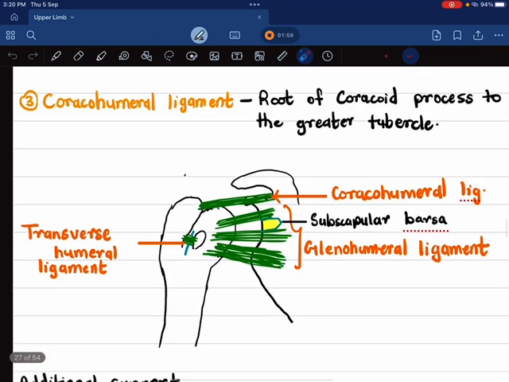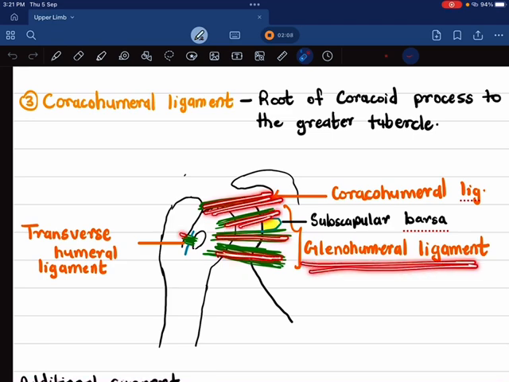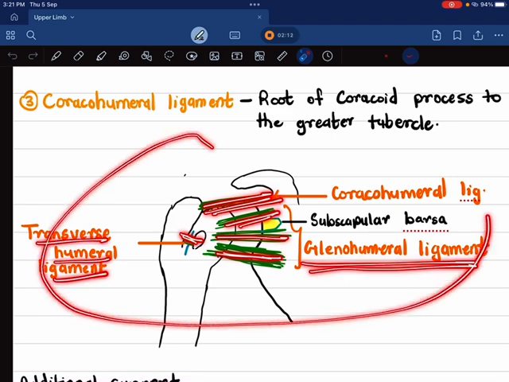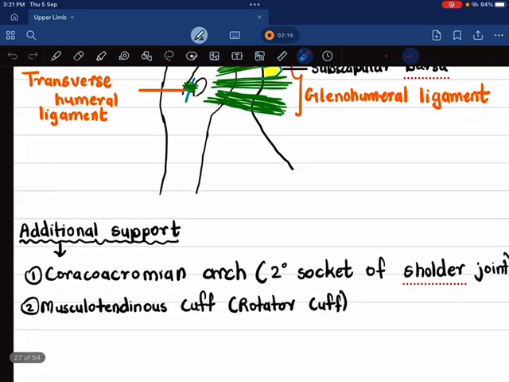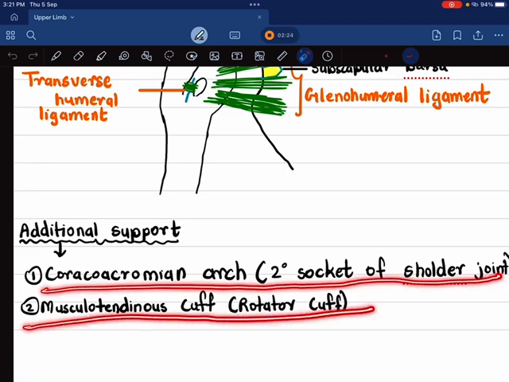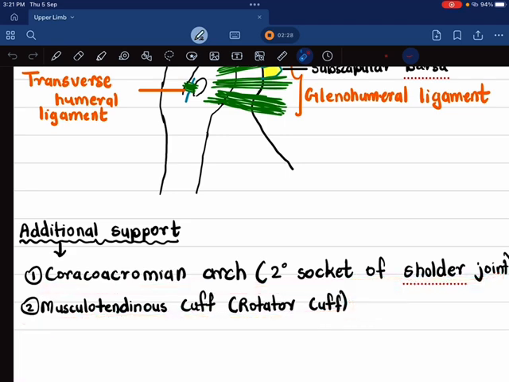This we will see in a diagram. So this is the coracohumeral ligament, this is the upper band, middle band and lower band of the glenohumeral ligament, and this is the transverse humeral ligament. These are all primary supports of the shoulder joint. Now there are some additional supports to the shoulder joint. These include the coracoacromion arch, known as the secondary socket of the shoulder joint, and the musculotendinous cuff or rotator cuff. This is very important as it is asked many times in exams as a short note.